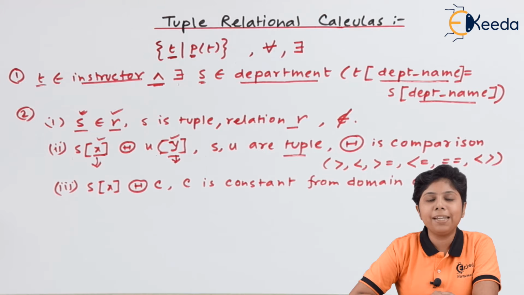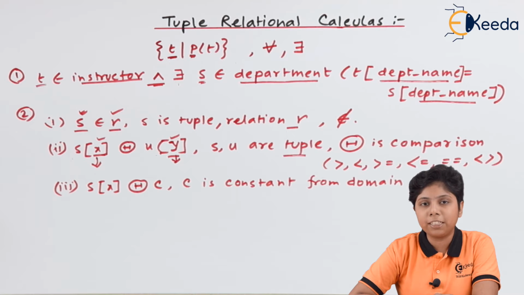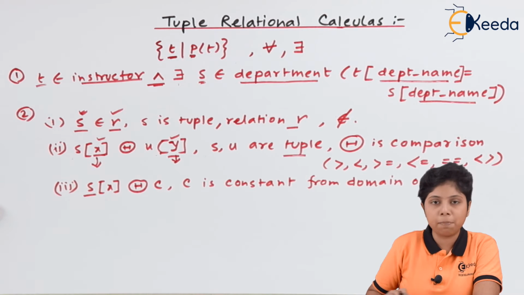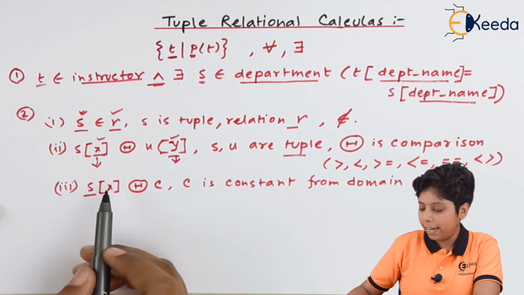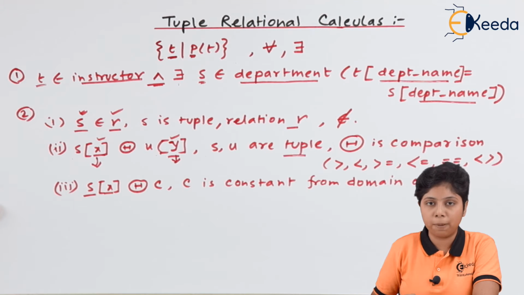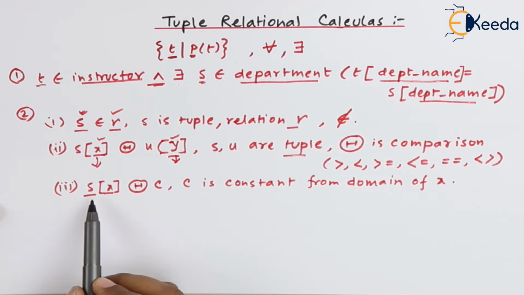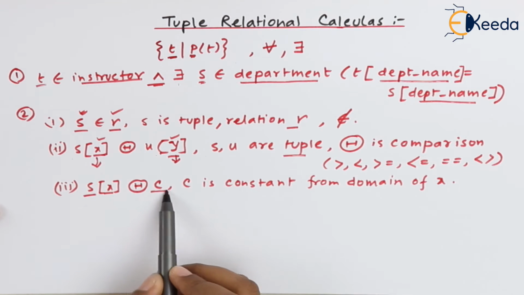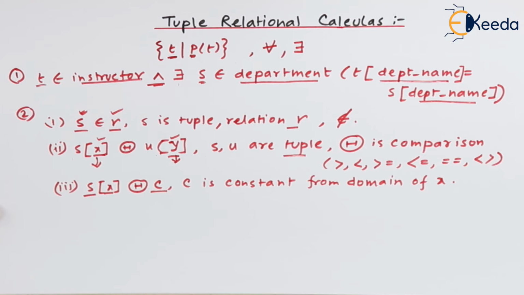Now, other than comparing to an attribute of another tuple, we can also compare based on some constant which belongs to the domain of the attribute X. Say S is a tuple that we have defined previously and X is the attribute that we want to compare of that particular tuple. Now we are comparing it to C, which is a constant value or a single valued variable from the domain of X. Again, C should belong to the domain of X only.